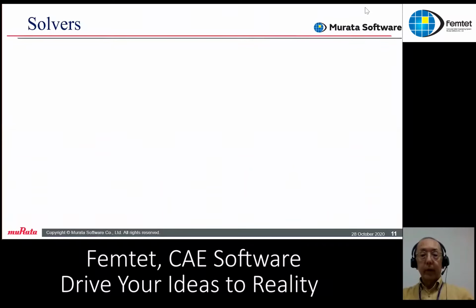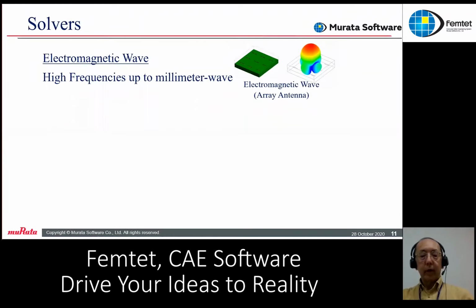First of all, electromagnetic solver. It solves the electric and magnetic fields simultaneously in the region of high frequencies up to microwave and millimeter wave frequencies. In the communications industry, the 5G technology is being deployed in many countries. Accordingly, the needs for the design and evaluation of antenna and shielding materials are increasing.